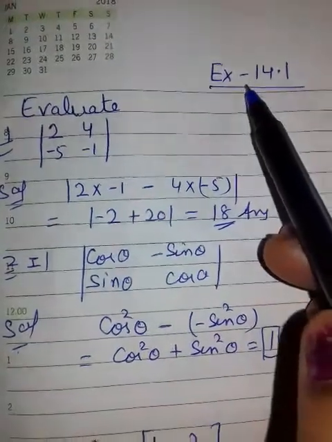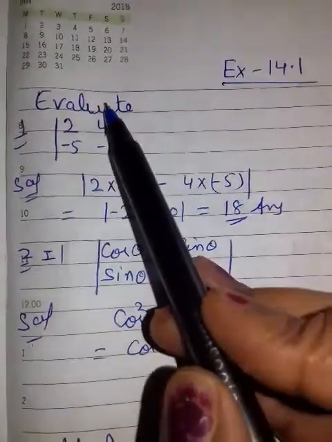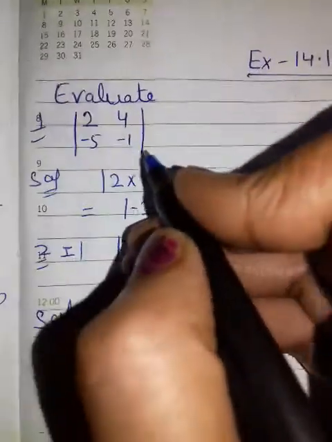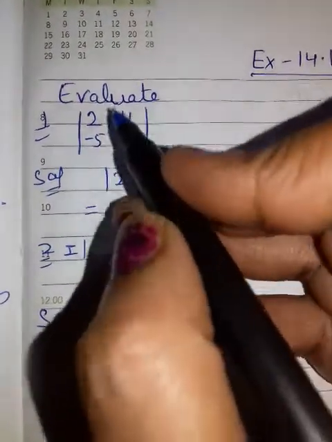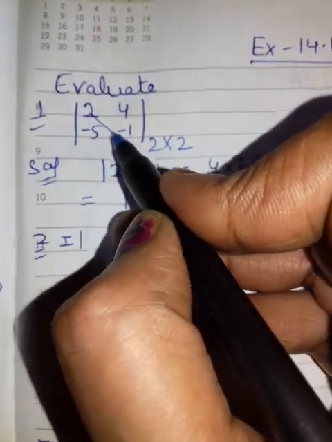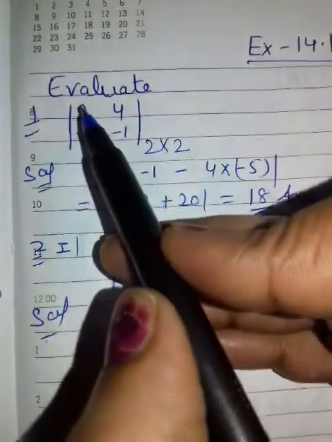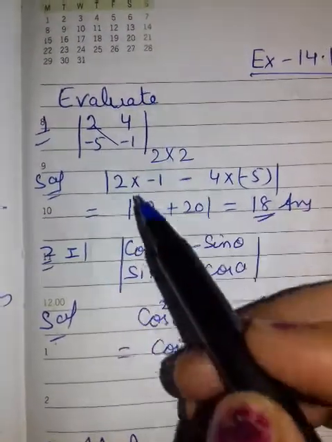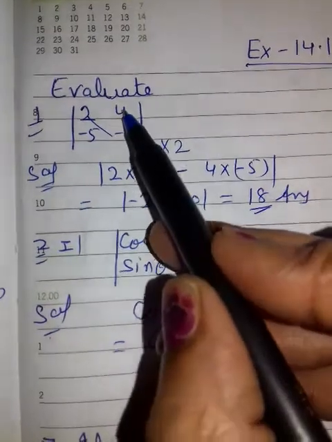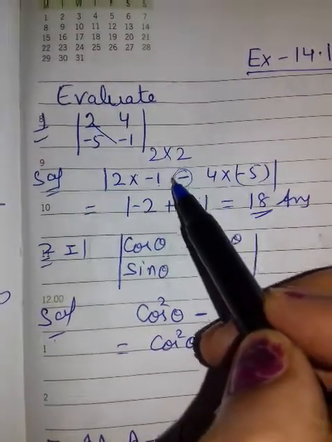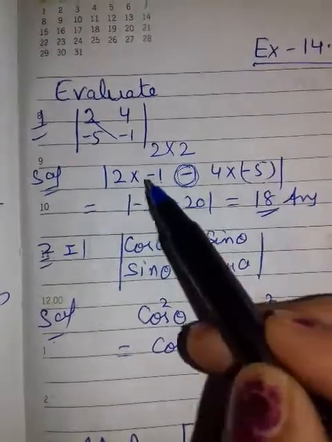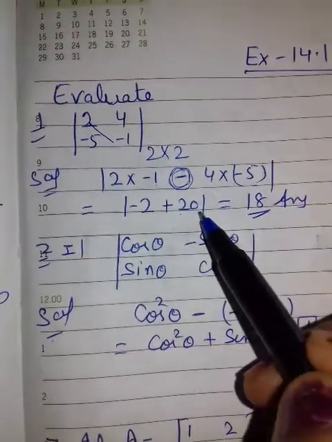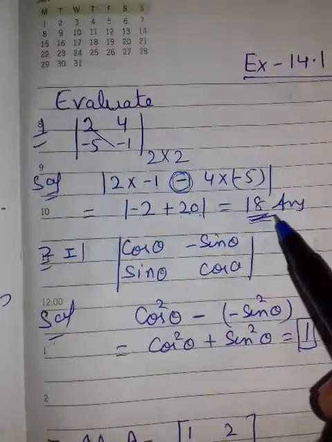Now we are doing exercise 14.1. Evaluate. Here you know what is the order of this 2 by 2. When order is 2 by 2, you will multiply this with this and this with this. Same as I told, you have to take a negative sign in between them. Clear? Minus 2 minus minus plus 4 5s are 20. 20 minus 2 is 18.